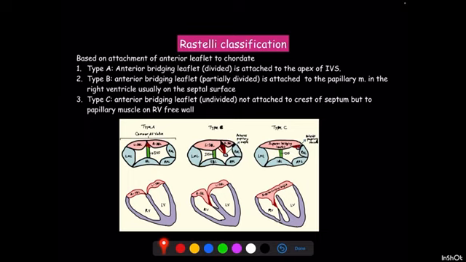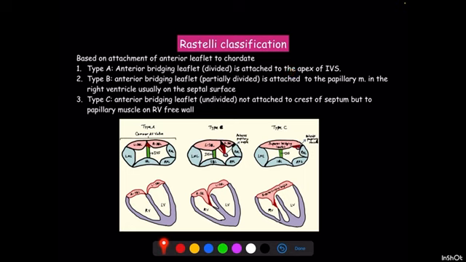So now this is regarding the complete AVSD types. There are 3 types, as we have seen already. But let us see the details. What is type A? The anterior bridging leaflet is attached to the apex of the interventricular septum.